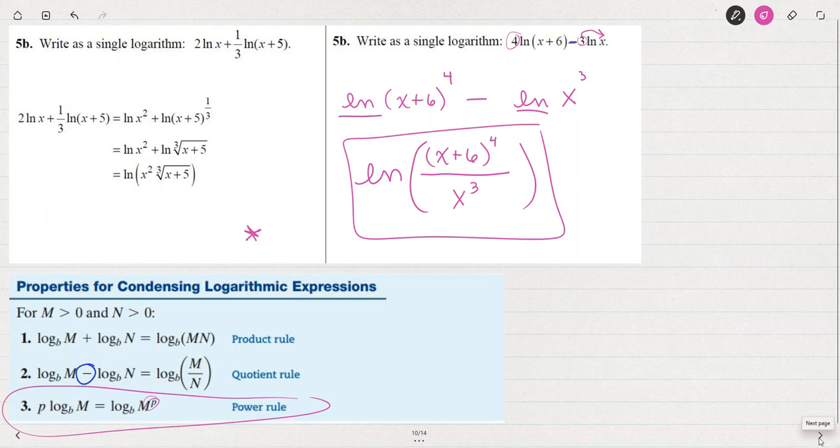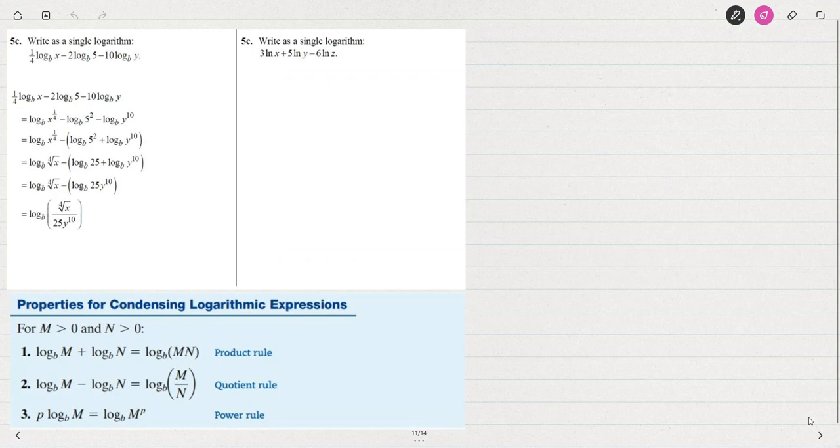That's writing as a single log, or condensing. I started out expanded and then I condensed it. Now here we go with one where we're going to have both a quotient, because we have an addition, and a product, because we had addition, and a quotient with the subtraction. So as we condense this down from its expanded form, we're going to get a sum and difference. So we're going to have a product and a quotient. Let's look at how this would work.